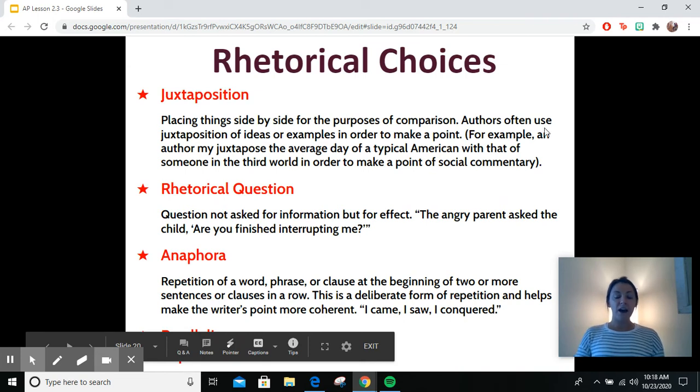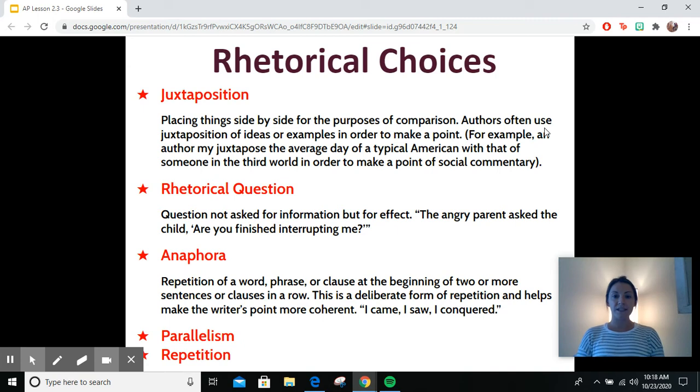And then finally, other rhetorical choices. Add this to your list of rhetorical choices that we've talked about in class. These specific rhetorical choices all have to do with sentence structure. Juxtaposition is placing things side by side for the purpose of comparison. Authors often use juxtaposition of ideas or examples in order to make a point.